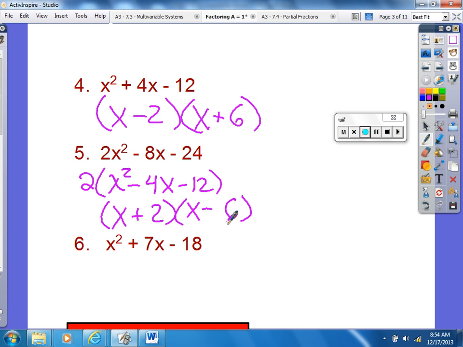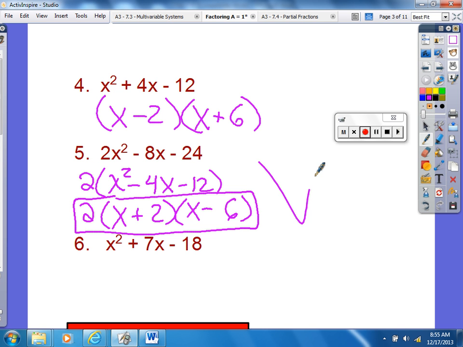Now, remember how I said forget about the 2? All you have to do is rewrite the 2 in front. And this is your final answer. So if there is a GCF, we have to start there. We have to. And this is a problem I would star because on your homework you have several of those, and I don't want that to be confusing.